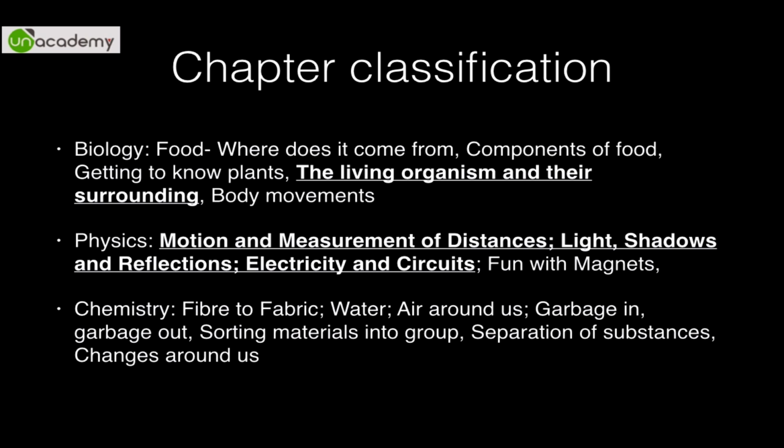Anyway, moving forward, this is the chapter classification of all the 16 chapters of the Class 6 NCERT book. We will be dealing with four: living organisms, motion and measurement of distance, light shadow reflection, and electricity and circuits. So these are chapter 9 to chapter 12.